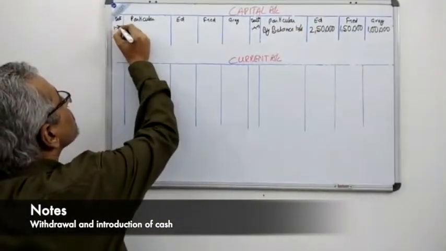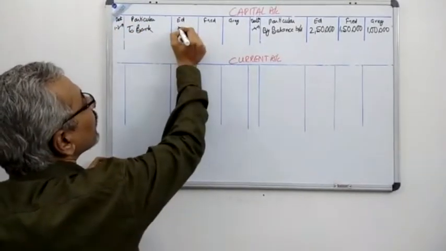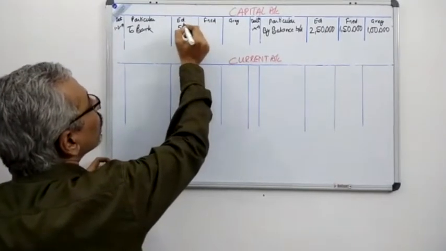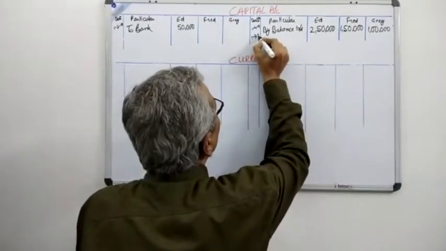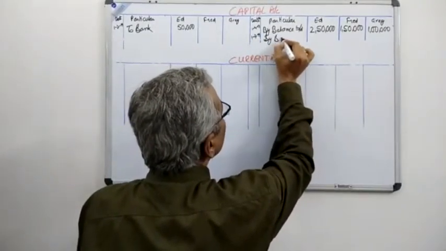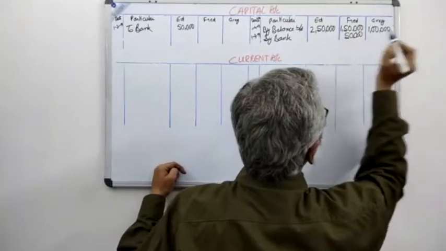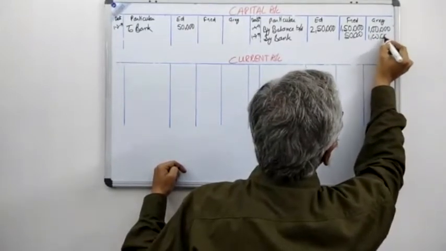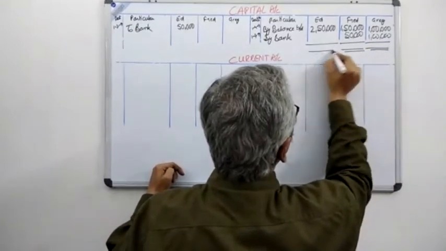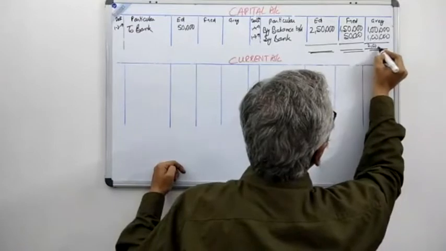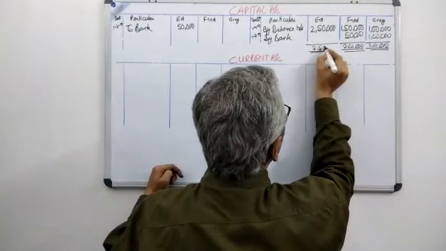So over here 1/7/2019, right over here in the debit side to bank, and in Ed's account write 50,000 because Ed is withdrawing 50,000. Similarly, on 1st of July 2019, by bank, there are two partners who are bringing money. Fred is bringing 50,000 and Greg is bringing 1 lakh. So you can see very carefully now the total of the partners. Here we are having 2 lakh, here we are having 2 lakh, and here we are having 2,50,000.